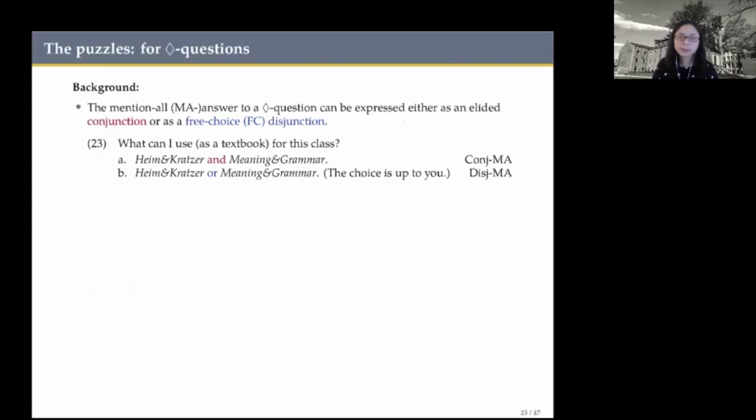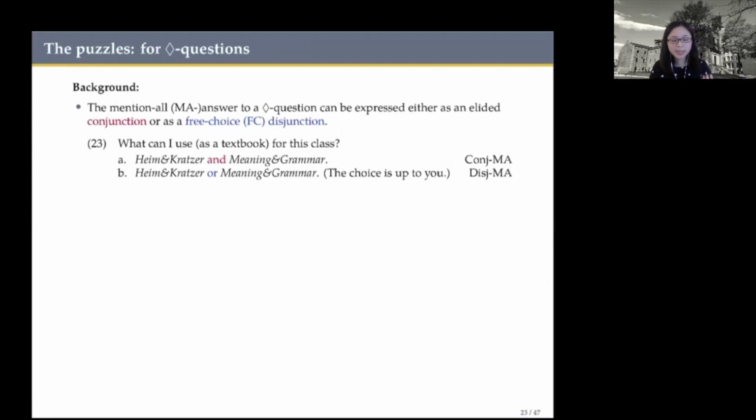Those puzzles also extend to questions with a possibility modal, which I call diamond questions. Diamond questions are most well known for their mention-some readings, but this is not a focus for this talk. Instead, I'm going to look at mention-all answers to diamond questions, which are the answers that specify all the feasible options. So the mention-all answer to a diamond question can be expressed either as an elided conjunction or as a free choice disjunction.